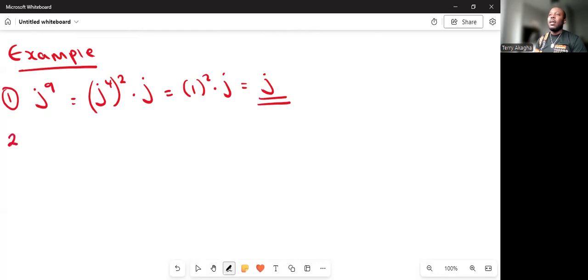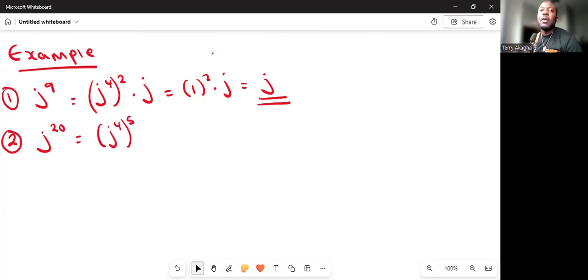Now, the second one, I said j raised to the power 20. So what I can say is that it's going to be j raised to the power 4 all multiplied by 5. It's very important that before you come to this section you are very conversant and comfortable with using the laws of indices. So just go back to my playlist or the series and search for the laws of indices. I discuss all these laws there. So this is going to be equal to j raised to the power 4, which is 1, raised to the power 5, and therefore the answer is going to be what?